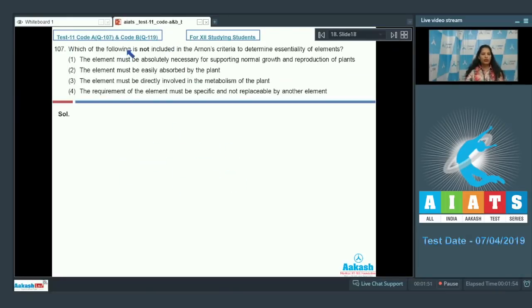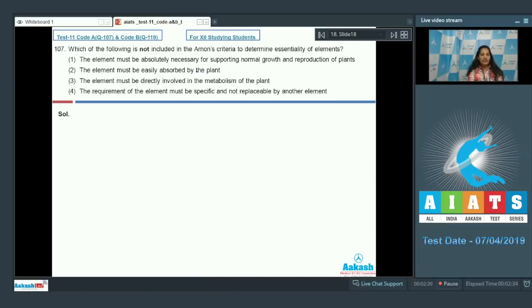Question number 107. Which of the following is not included in the Arnon's criteria to determine essentiality of elements? First option, the element must be absolutely necessary for supporting normal growth and reproduction of plants. Second, the element must be easily absorbed by the plant. Third, the element must be directly involved in the metabolism of the plant. And fourth, the requirement of the element must be specific and not replaceable by another element. So you have to tell the statement which was not included in Arnon's criteria to determine the essentiality of elements.